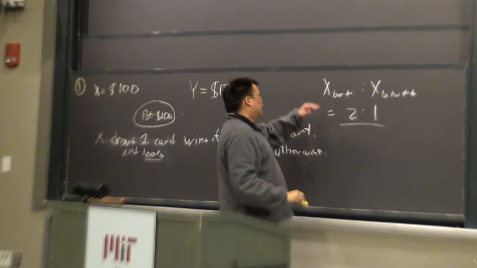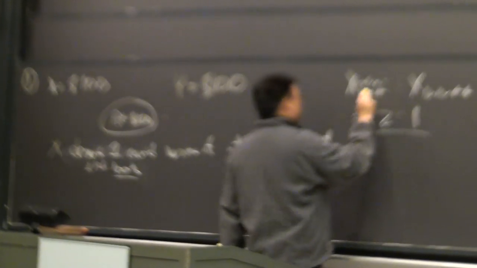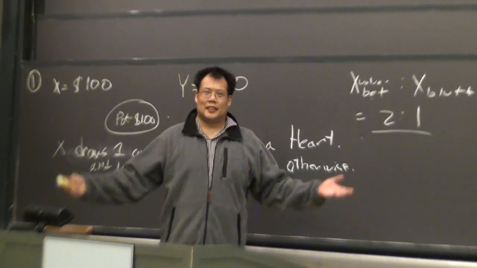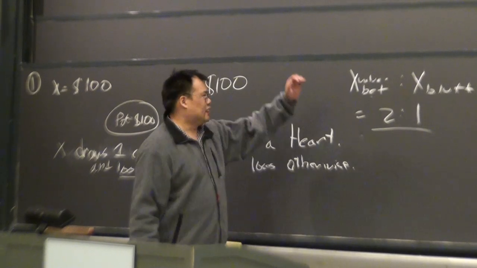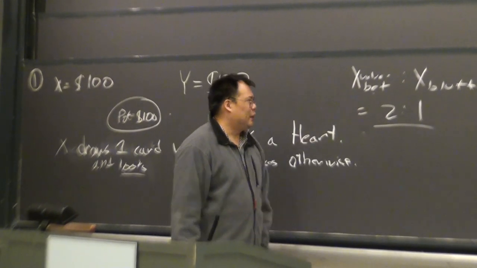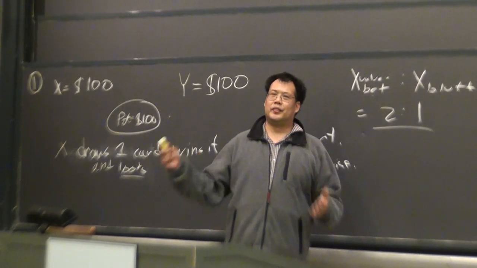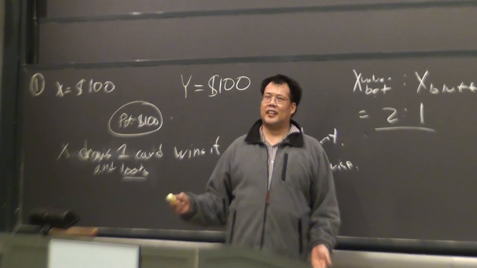If X, this is value betting, meaning basically, X has a heart. If X has a heart, the times X bets when he has a heart to the times he bets when he doesn't have a heart should be 2-1. That makes Y indifferent to calling. You see that?